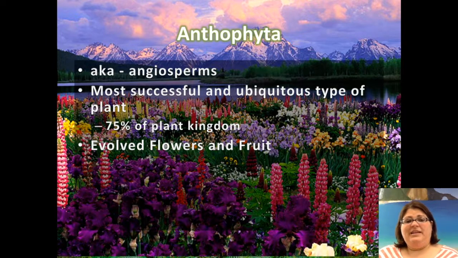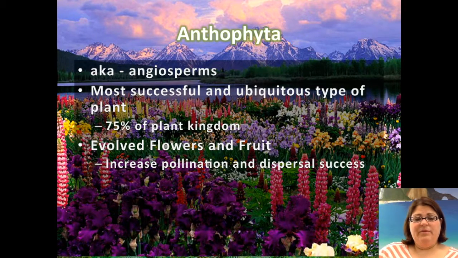And their main claim to fame is they have evolved flowers and fruit, which makes reproduction very, very successful. The reason why is that flowers and fruit increase the likelihood of pollination, and it aids in dispersal of the seed. The fruit also helps protect the seed and makes it last longer until conditions are right.